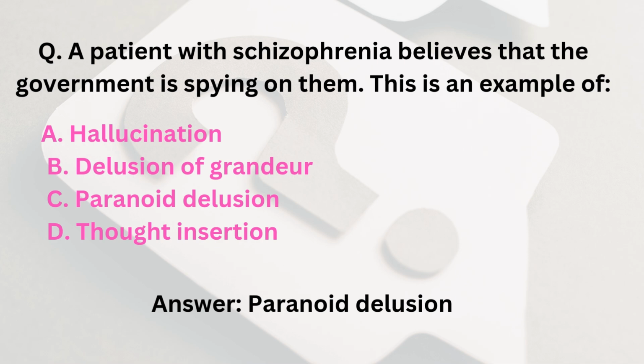Other options are hallucination. Hallucination involves perceiving things that are not present. Example, hearing voices or seeing things. Delusion of grandeur involves an exaggerated belief in one's importance or power or identity. Example, believing that they are a famous leader. Next, thought insertion. Here, the belief is that thoughts are being placed into one's mind by external force. By this meaning, the option C is correct one, that is paranoid delusion.